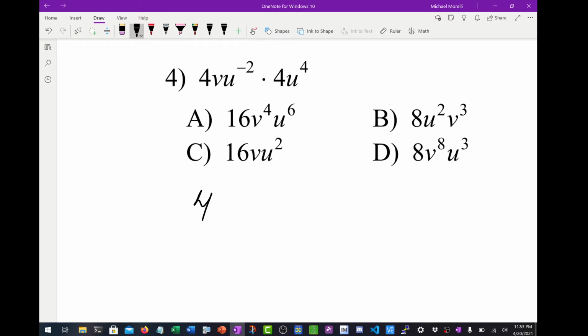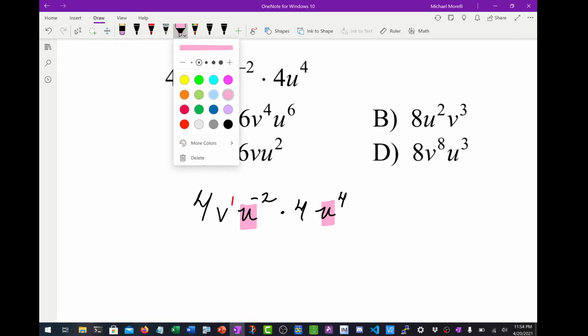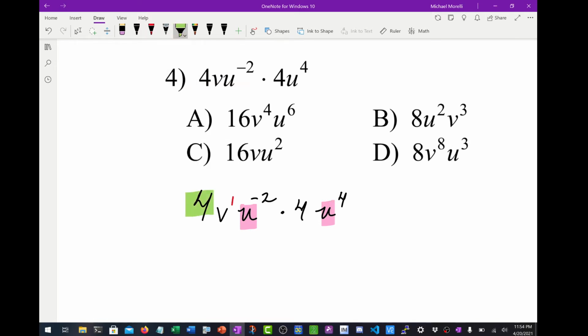All right, so we're on number 4, and we start rewriting 4v, and then u to the negative 2 power times 4u to the 4th power. Okay, right away I'm going to give the v a 1, and I notice that I've got common u terms, and I've actually got common 4 terms. So just to be consistent, I'll go ahead and give those ones, and let's begin.